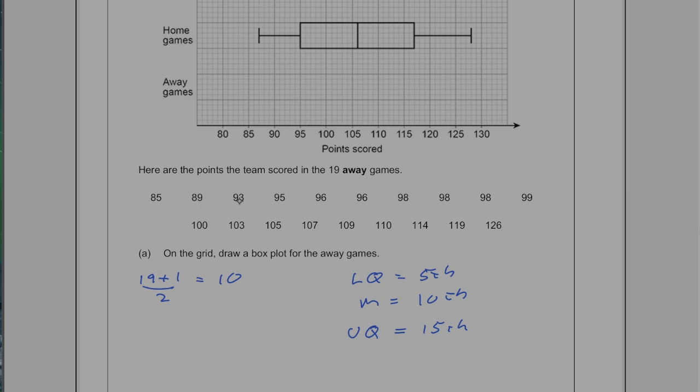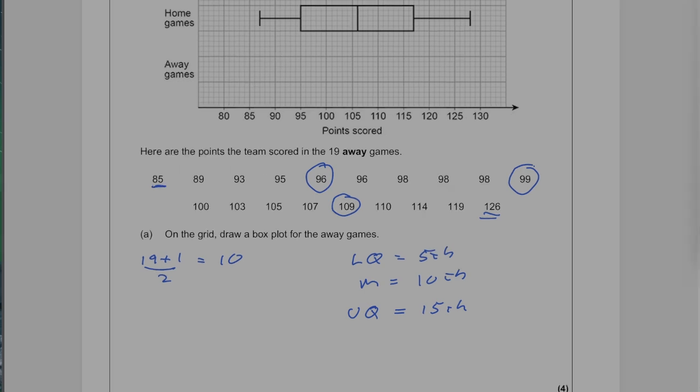So 1, 2, 3, 4, 5, we need that value. 6, 7, 8, 9, 10, we need that value. We'll go backwards. 1, 2, 3, 4, 5, we need that value. So those are the values that we're going to be using. We're also going to be using the smallest value and the largest value, and that's what we need for our box plot.